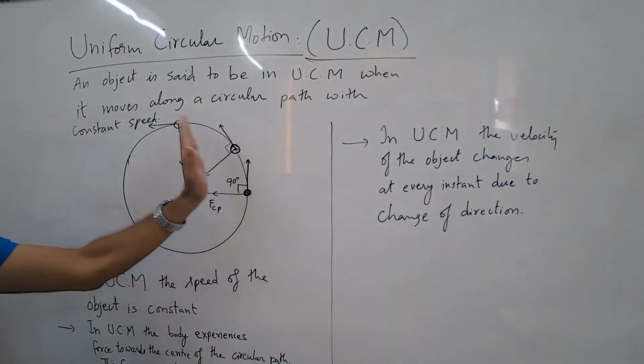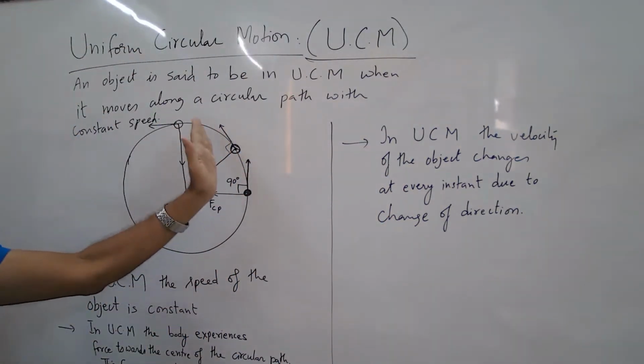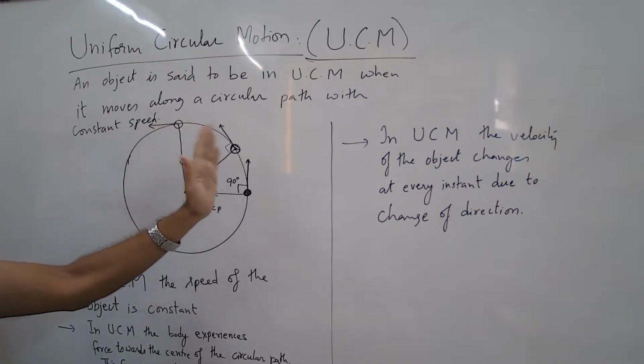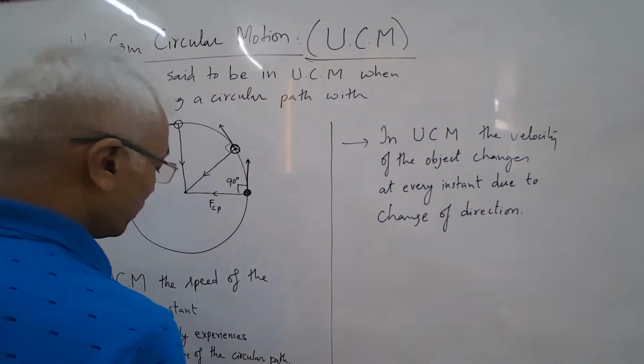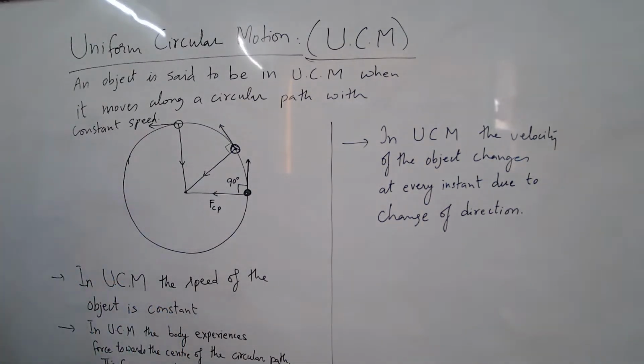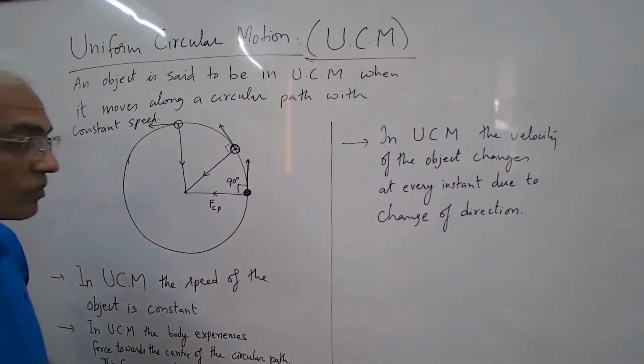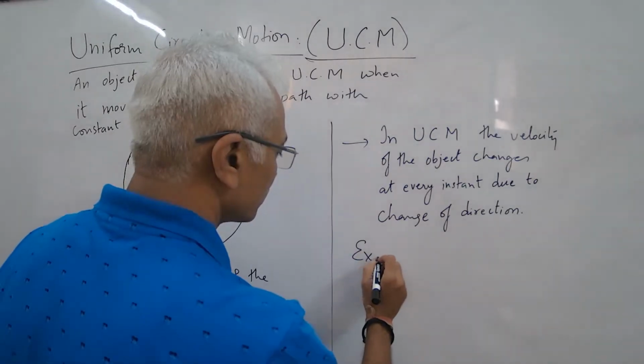Okay. So its direction is always changing. That is why velocity is not constant. Okay. This is it. So write down all these things. These three are the features of uniform circular motion. Then we'll discuss some examples.